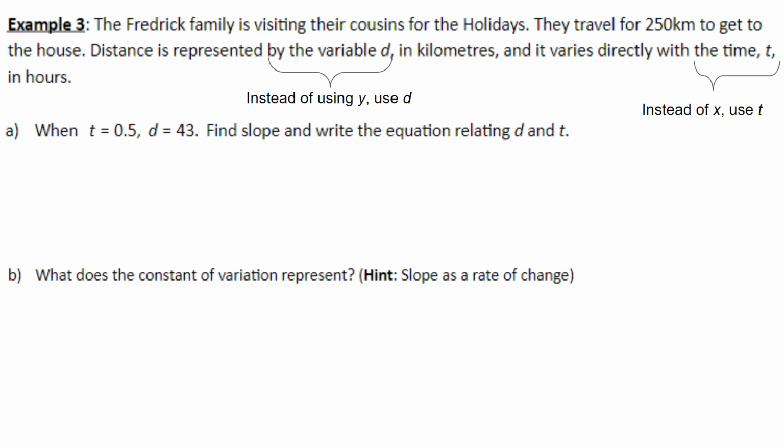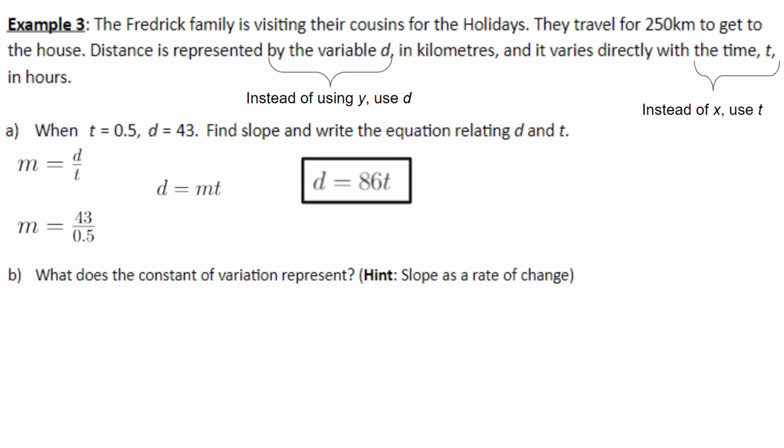So, just notice in the question, instead of using y, we're going to be using d, okay? And then instead of x, we're going to be using t for time. So d for distance, t for time. So let's move on to part A. So we have our equation of m equals d over t, and m equals 43 over 0.5. Now we know that 43 divided by 0.5 is 86. So using our equation of d equals mt, we find that d equals 86t.